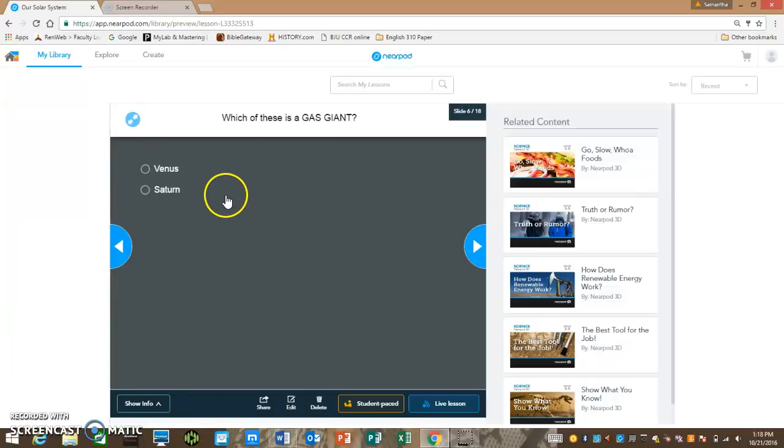And then after that, they have a quick question that they can answer. Which of these is a gas giant, just to make sure that they are paying attention and that they are learning the difference between terrestrial and gas giants. So the answer for this one is Saturn.